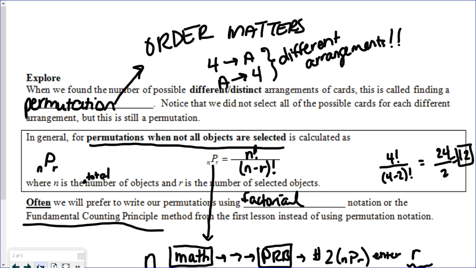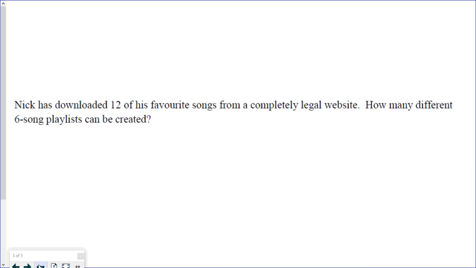So hopefully you've now done all the questions. I'm just going to go over question 2 and question 4 with you. Question 2 says, Nick has downloaded 12 of his favorite songs from a completely legal website. Nobody believes that. How many different 6-song playlists can be created? Maybe Nick's bus ride is about as long as 6 songs, or he likes to go for a run that's 6 songs long. So how many playlists can he get from these 12 songs that he has?